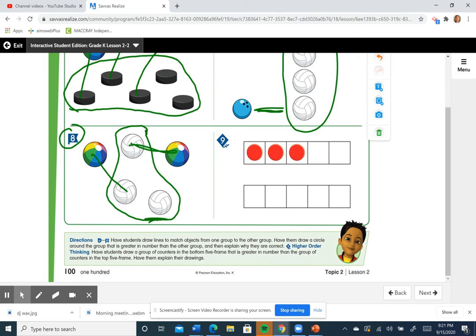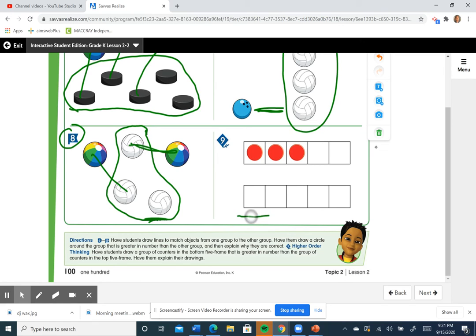Awesome. All right, number 9. This will be the last one for the day, okay, kindergarten? We only have to do 2 pages of math again today. So number 9 says, have students draw a group of counters in the bottom 5 frame that is greater than the number of counters in the top 5 frame.